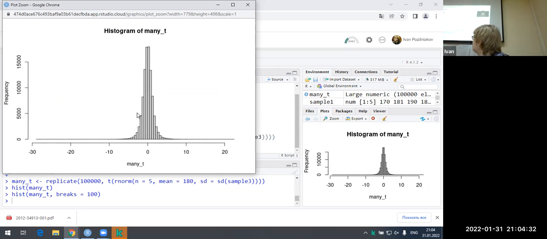By eye, you will never be able to say whether it's a t distribution or a normal distribution. Even for a small sample size, the t distribution really looks like a normal distribution, but with a bit heavier tails.